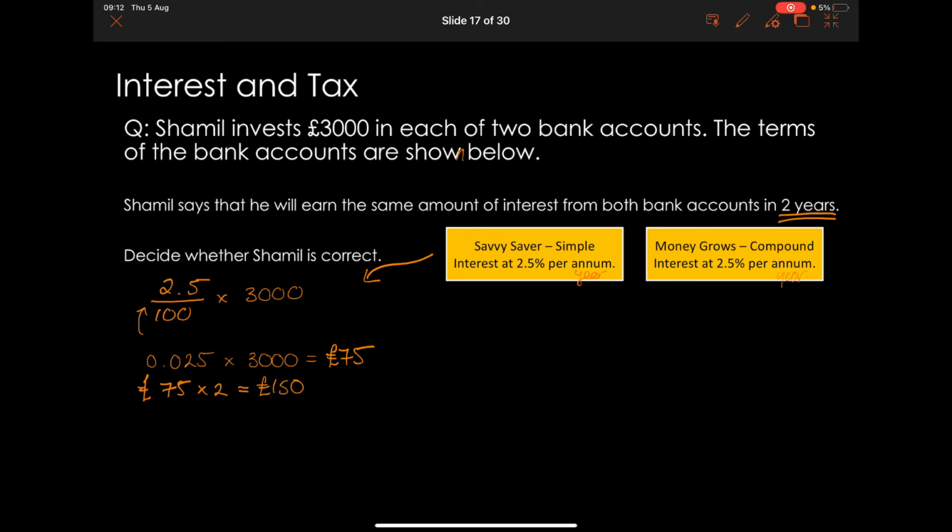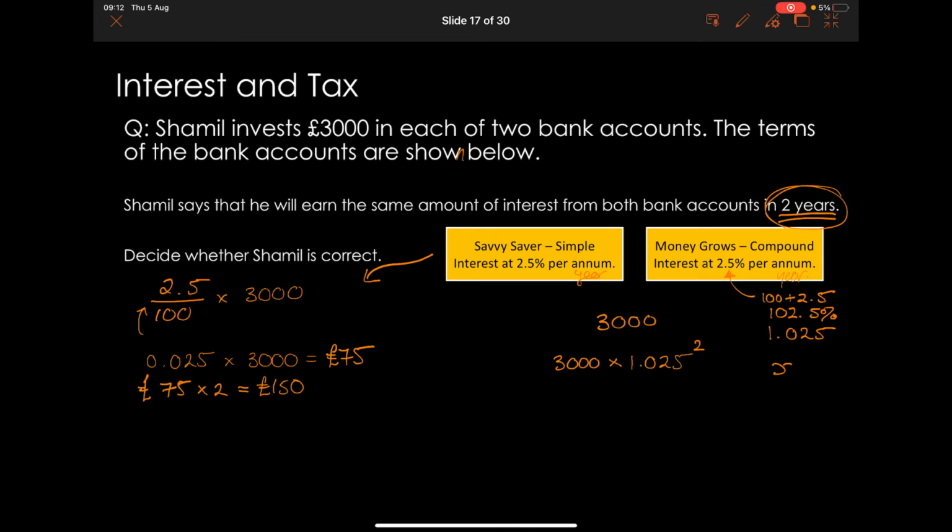For Money Grows, it says that he gets compound interest of 2.5%. So remember, that means he gets his £3,000 and then he gets 2.5% increase on top of his 100%. Okay, so what I'm going to do is say, well, that's 100% plus 2.5, so that's 102.5% he'll get. And as a decimal, that's 1.025. So I'm going to do 3,000 times 1.025, and it's over 2 years, so I'm going to do that to the power of 2.